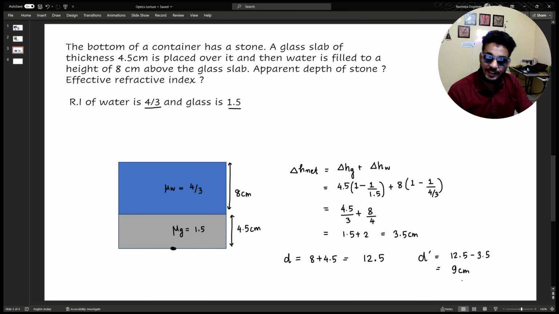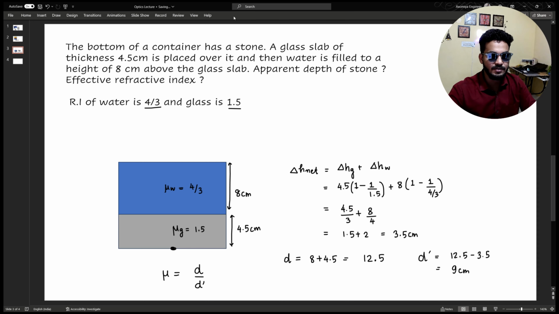Now what exactly is effective refractive index? It's like, if this was one complete material, what would be the refractive index of that material so that it has the same apparent depth? Let me repeat one more time. If instead of two layers you had a single layer of one material, what would be its refractive index so as to create the same amount of shift, or the same apparent depth? You can directly imagine this is one big material with mu, then mu is essentially d by d dash.